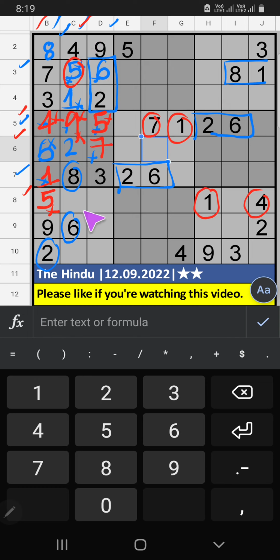Column C, two numbers are remaining, 3 and 7. Tenth row, we have 3. So 3 can't come in the cell. 3 is confirmed here. Then 7 is here.